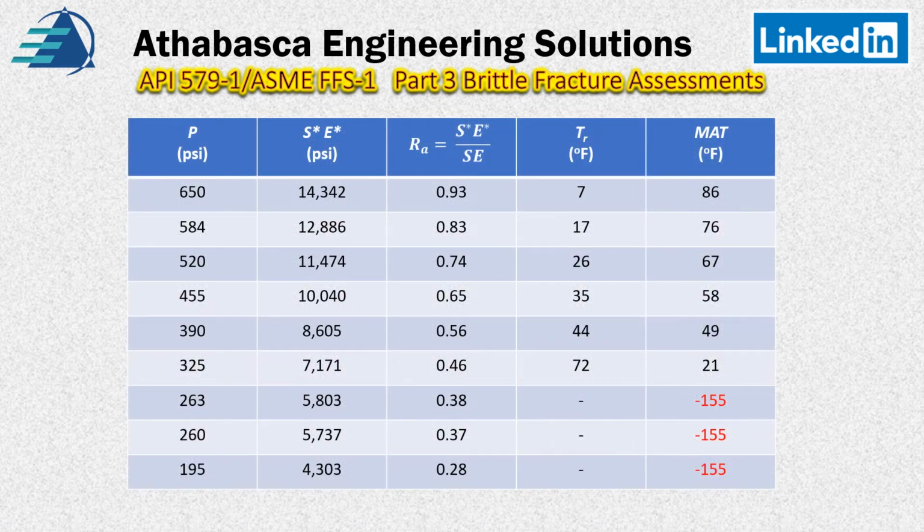At the end of the day, we've determined our curves. We used our pressure, we used our stress ratios, and we found out our temperature reductions shown here. And as soon as we hit 0.4, then we had to use minus 155 as our value. And that concludes our work.